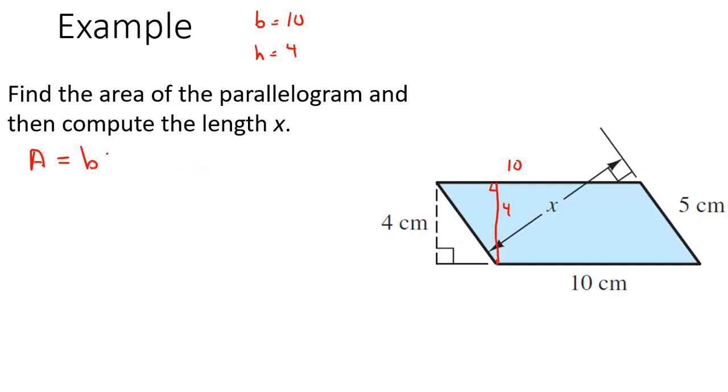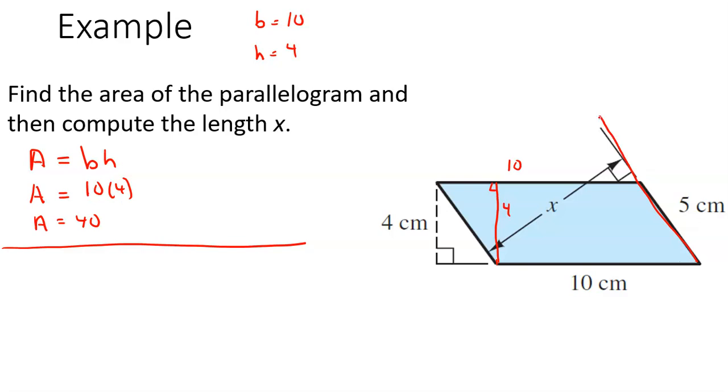So if the area of a parallelogram is base times height, then the area of my parallelogram, 10 is the base, 4 is the height, the area is 40. All right. Now, what if I look at it the other way? What if I look at this as the base and the x as the height? I'm going to get rid of the other markings in here just so that they don't get confusing.